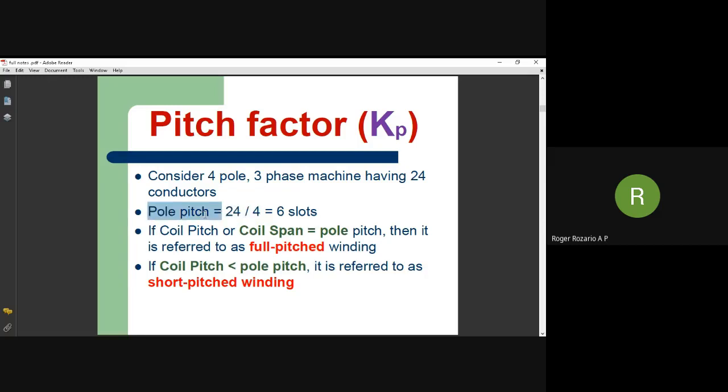There's one more formula you need to know. Pole pitch equals number of conductors per pole, or basically you're calculating the number of slots. The definition for full pitched coil is coil span equal to pole pitch. The definition for short pitched winding is coil span less than pole pitch. So if the coil span is equal to 180 degrees, it is a full pitched coil. If the coil span is less than 180 degrees, it is a fractional pitched coil. Coil pitch, coil span, everything is the same. Pole pitch, pole span, everything is the same.